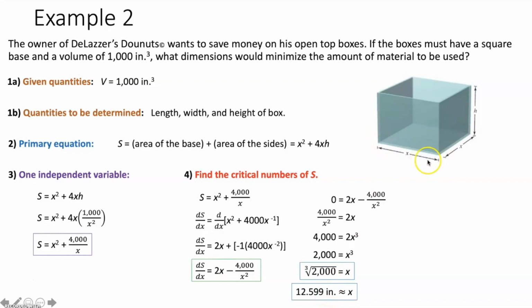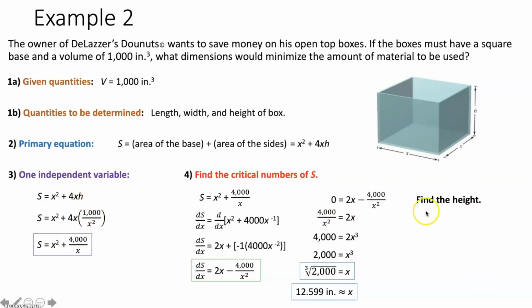Now, we found the length and the width in terms of our dimensions, but we need to figure out all the dimensions, so we also have to find the height. To find the height, remember, when we wanted to rewrite the primary equation with one independent variable, we had the volume formula that we substituted in 1,000 for the volume, and we solved for h, and we got h was equal to 1,000 over x squared. That's why we plugged it in for h here.